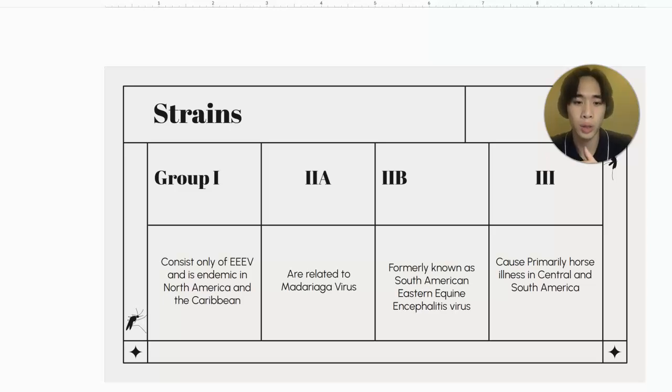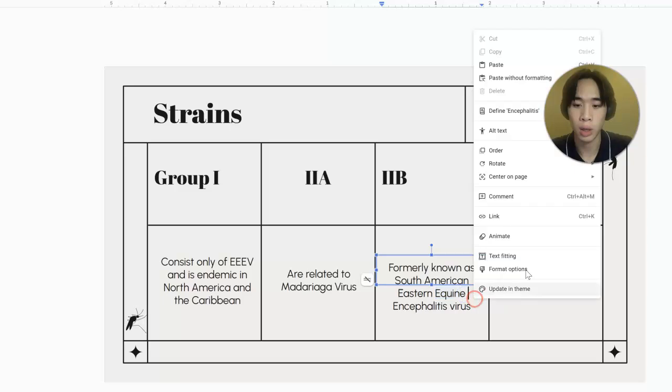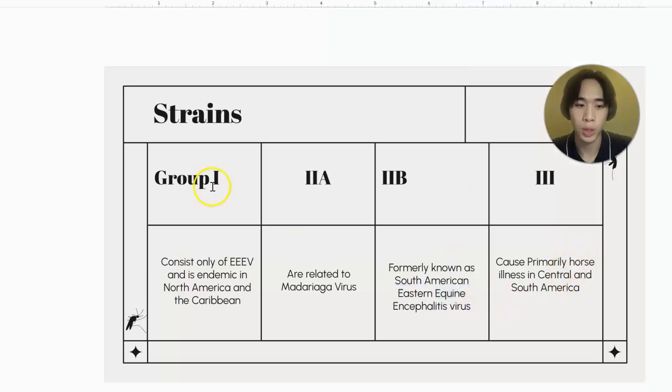Now on to the strains. So there's 4 distinct strains of triple E. The first one that applies to triple E is group 1. Group 1 consists only of triple E viruses and is endemic in North America and in the Caribbean. However, the other 3 strains, 2A, 2B, and 3, are all related to the Madariaga virus, formerly known as the South American Eastern Equine Encephalitis virus, caused primarily by horse illness in Central and South America. So when I'm referring to equine, this word, you highlight that, equine, I'm referring to the horses.